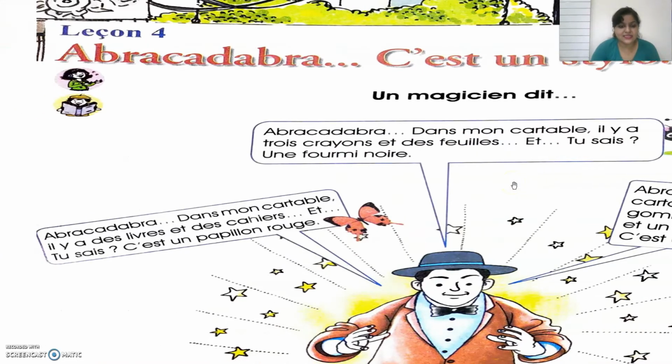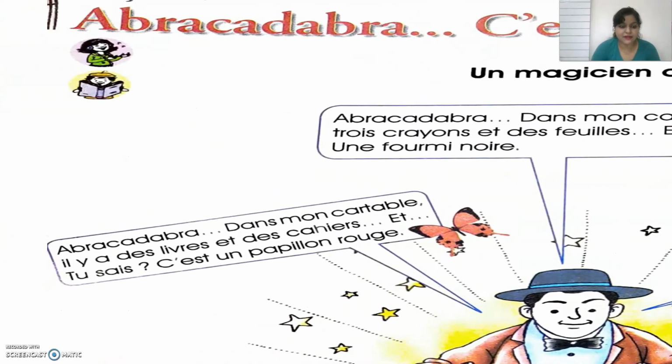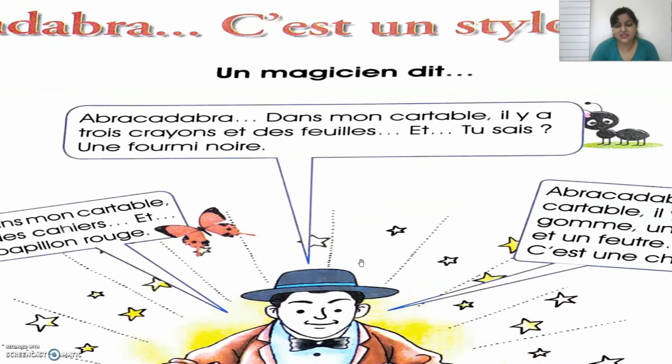Then he says, abracadabra, dans mon cartable, in my bag, il y a, there are, des livres, some books, et des cahiers, and some notebooks. And, tu sais, do you know? C'est un papillon rouge. It's a red butterfly. To butterfly we say papillon. Rouge means red. Now let's read out the third dialogue.